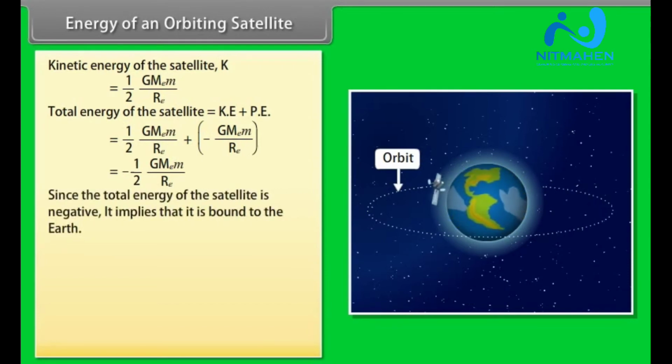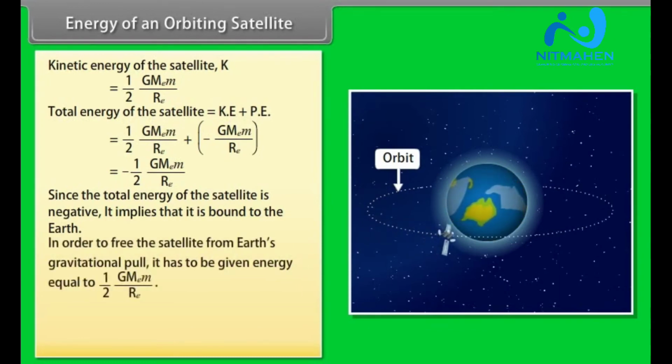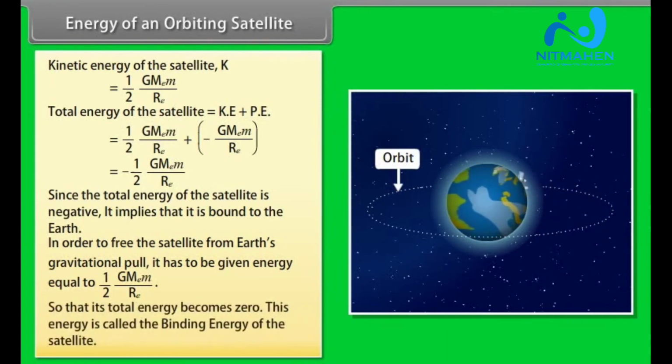Since the total energy of the satellite is negative, it implies that it is bound to the Earth. In order to free the satellite from Earth's gravitational pull, it has to be given energy equal to 1/2 GMeM/Re, so that its total energy becomes 0. This energy is called the binding energy of the satellite.